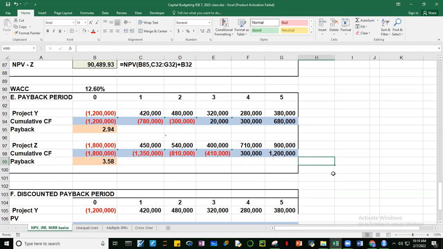All this is saying is that we'll be able to recover our 1.2 million at 2.94 years. Ito naman 3.58. Dito masasabi lang natin na mas mabilis natin marirecover si project Y. That's understandable kasi nga mas malaki yung initial investment niya.